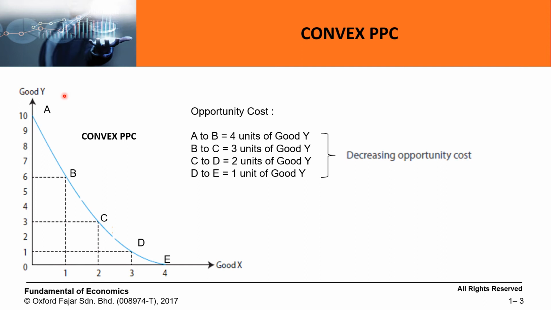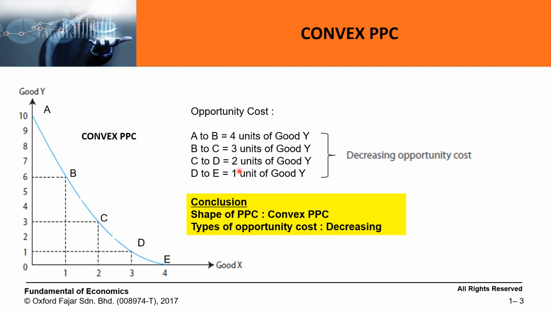Okay, kalau pilihan pertama kita decide nak tukar pilihan, so kita kena sacrifice 4 units. Lepas tu kena sacrifice, tapi quantity dia makin kurang, 3 units je. Kalau tukar lagi pilihan, again, kena sacrifice, okay, tapi just 2 units. And last one, bila kita nak move from point D to point E, kita just need to sacrifice 1 unit only. So, kita dapati opportunity cost kita ini decreasing.